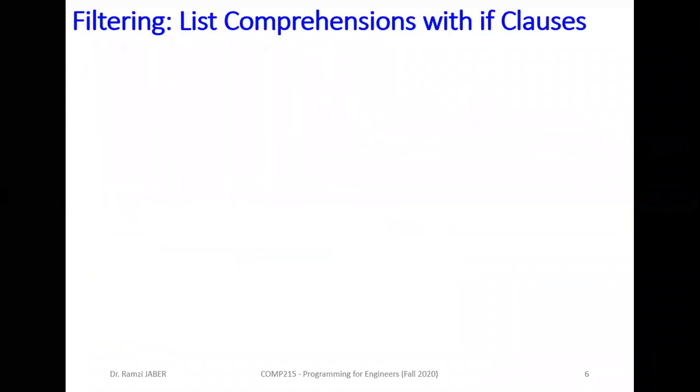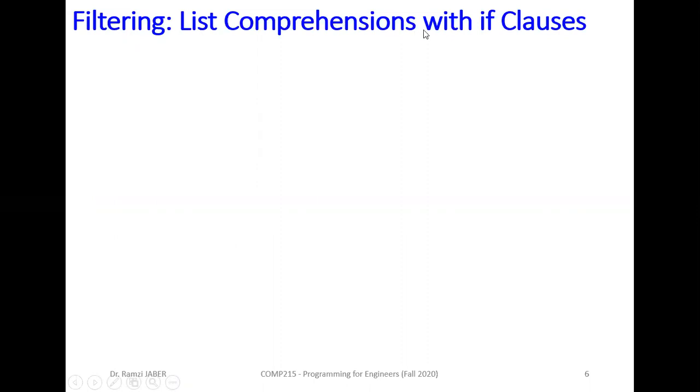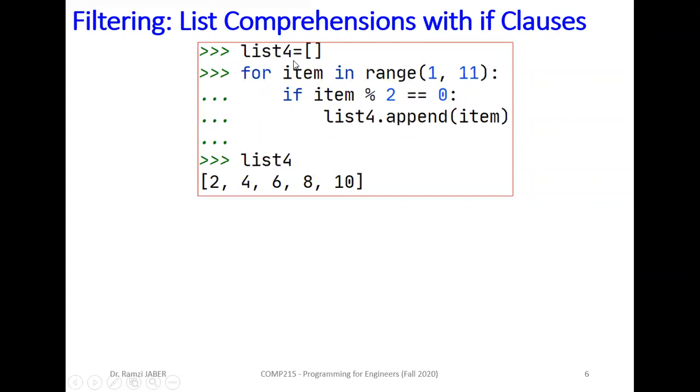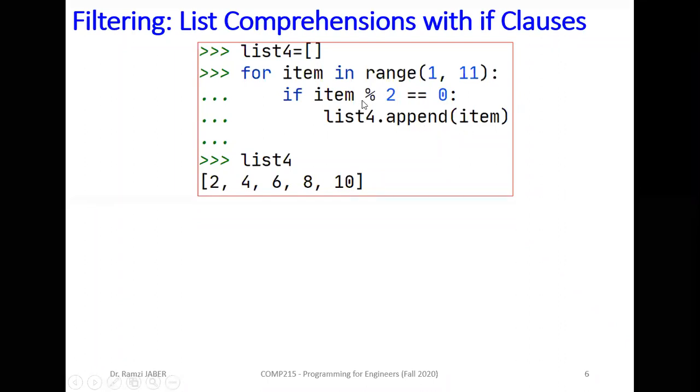Good. Now, we can also filter data using list comprehension with if. We can use if inside a list comprehension like this. List 4 equals an empty list. For item in range 1 to 11, if item modulus 2 equals 0, colon, list 4 dot append item. So the new list will be the even numbers 2 4 6 8 and so on.